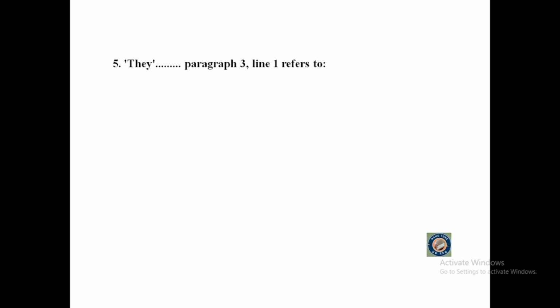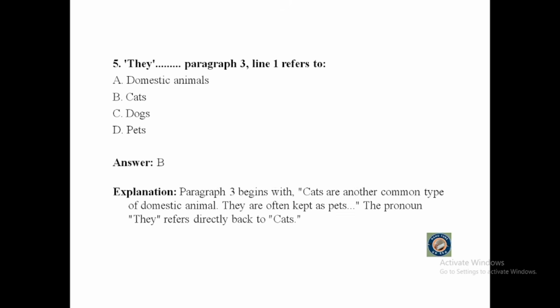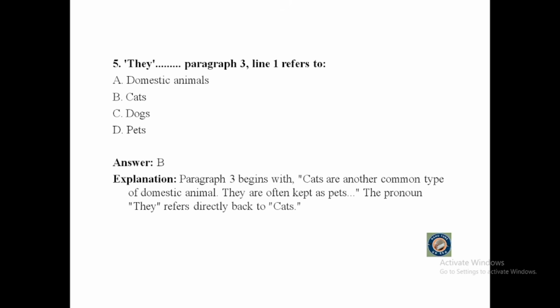Let's go. Question number 5 says, "they" in paragraph 3, line 1 refers to A. Domestic animals, B. Cats, C. Dogs, or D. Pets. If you say cats, that's right, because paragraph 3 begins with cats are another common type of domestic animal. They are often kept as pets. So, the pronoun "they" refers directly back to cats.